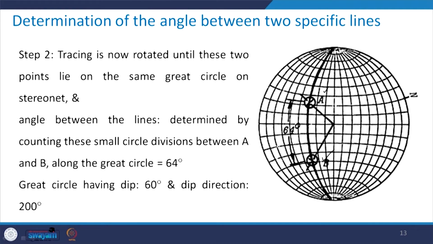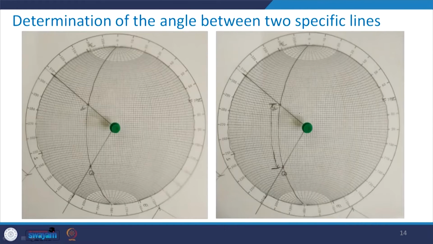And then what we do is, we measure how many intervals are there in between these 2 points along that great circle, not along horizontal direction, not along vertical direction, but along that great circle. That angular distance is going to give us the angle. Let us see how we do that. So, you see I rotated this tracing sheet in such a manner that the points A and B were lying on the same great circle. The moment it happens, I mark that great circle here with the help of the pencil, like this.